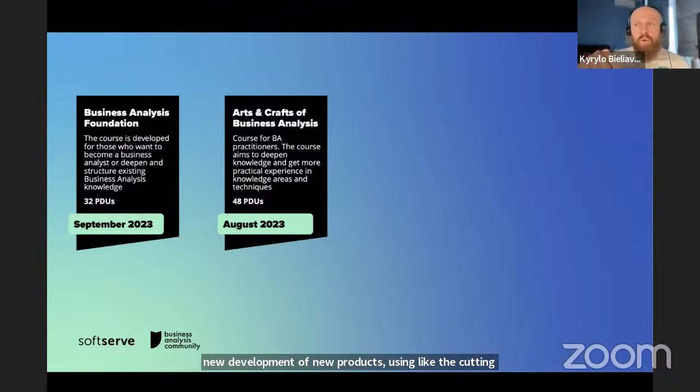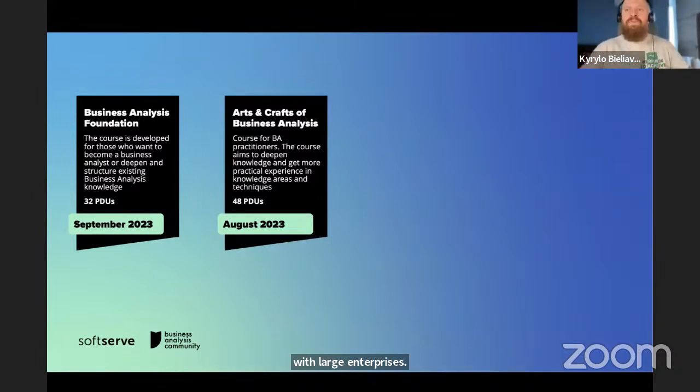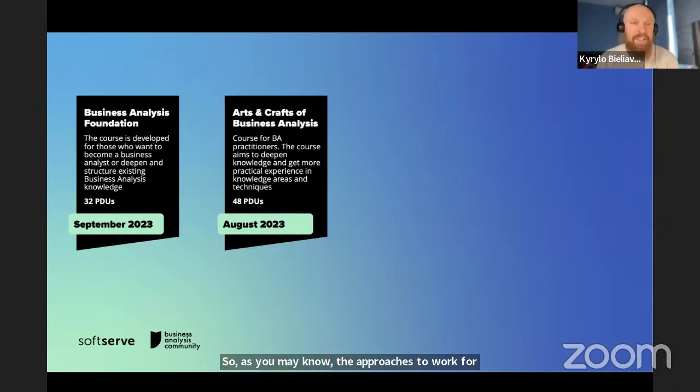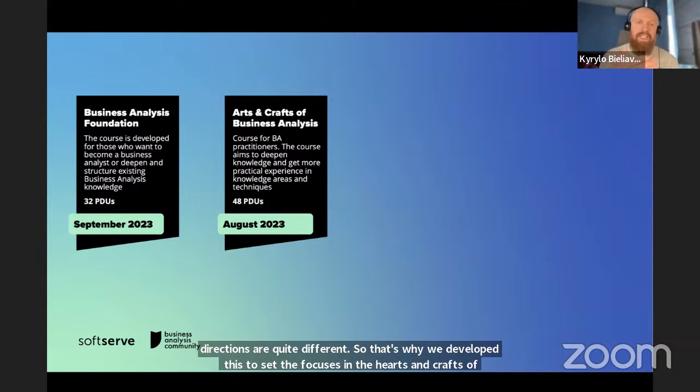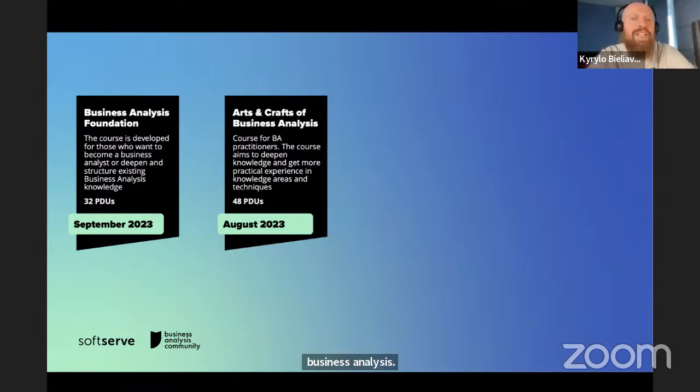The other course is called enterprise focused, and it is targeted to the business analyst who works with large enterprises. As you may know, the approaches to work for these directions are quite different. That's why we developed these two focuses in Arts and Crafts of Business Analysis. It's a very good course, and it gets you 48 professional development units. The group starts in August, as far as I remember. We already had this group for innovation focus, so the next one will be for the enterprise focus.